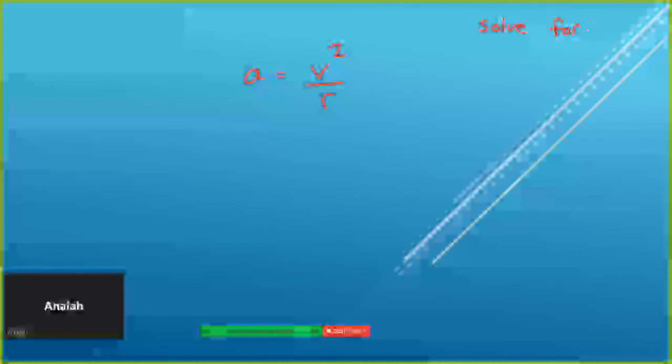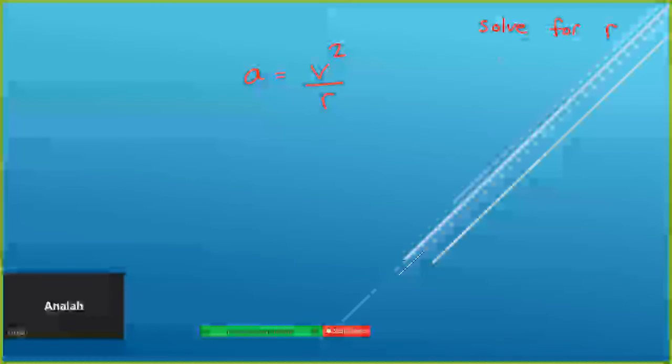Anaya, come check out my screen, would you? Do I have that down the way it looks on your page? Yeah. Okay, so very good. Thanks for sharing and reading that to me. So A is equal to V to the second power. That's how we read that. That's the exponent, 2. So V to the second power over R.